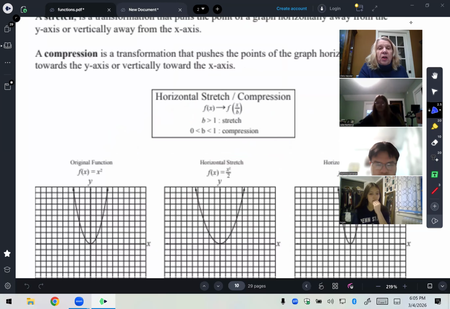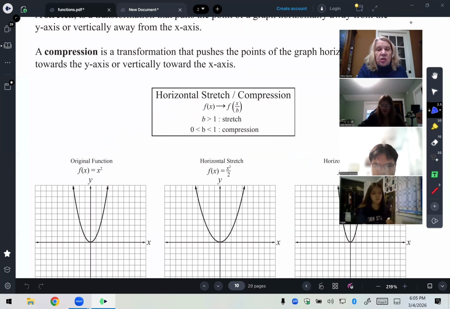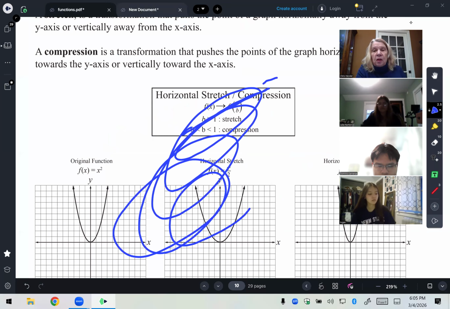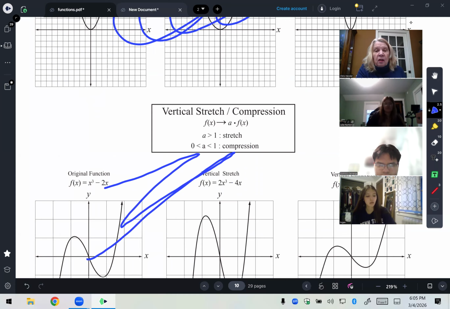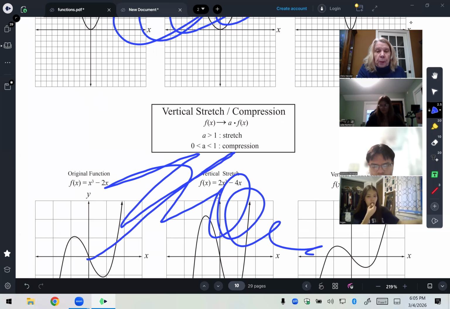Thankfully, they don't have any horizontal stretches or compressions, so you don't have to worry about this. So this whole page is off the test. You won't see it. I love telling you what you won't see.